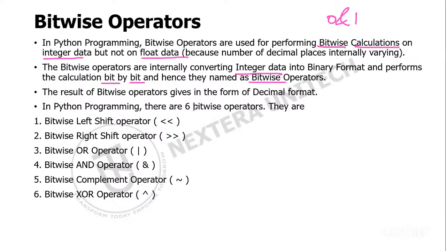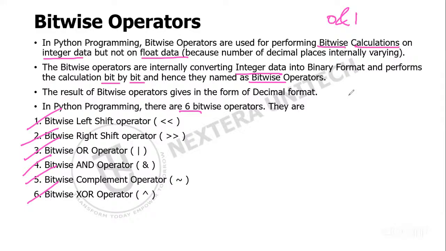What are the different types of bitwise operators in Python? There are in total six types. The first is the bitwise left shift operator. Second is the bitwise right shift operator. Third is the bitwise OR operator. Fourth is the bitwise AND operator. Fifth is the bitwise complement operator. And the final one is the bitwise XOR operator. We also have the respective symbols. We'll understand them one by one, from bitwise left shift to bitwise XOR. They are very simple, guys.